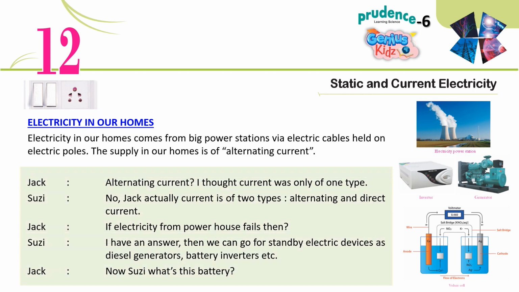Electricity in our homes. Electricity in our homes comes from big power stations via electric cables held on electric poles. The supply in our homes is of alternating current.